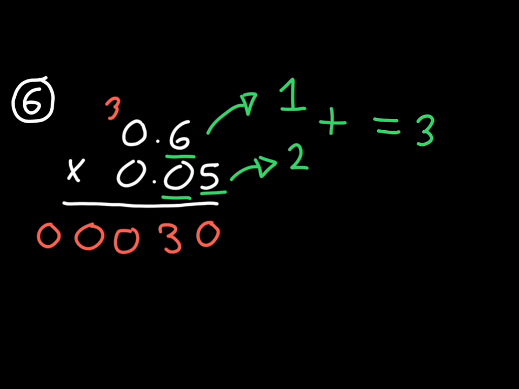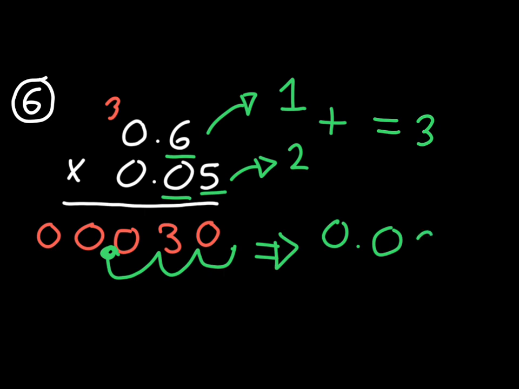Alright, so we now have this answer at the bottom over here in red. So we start from the right hand side and we go 1, 2, 3. So our decimal place will be over there. Right, so our final answer will be 0,03. We don't need to worry about this 0 over here because there are essentially infinitely many zeros after this 3. So we only need to worry about the whole number. So our final answer for question number 6 is 0,03.